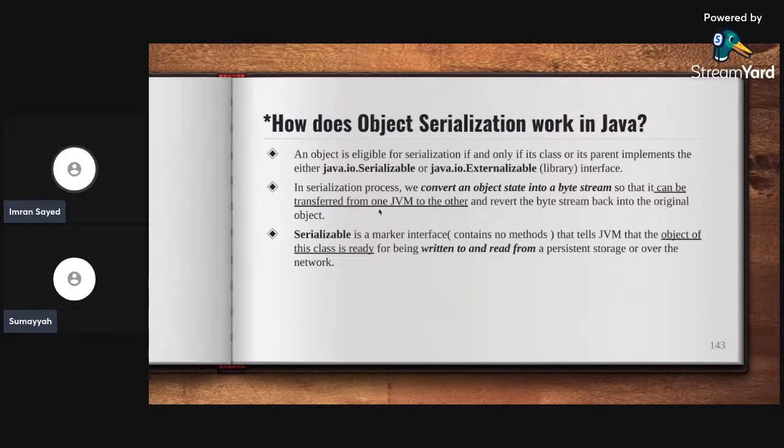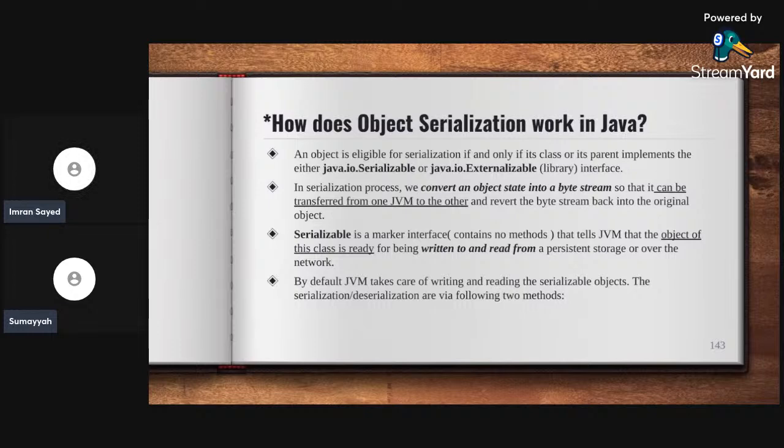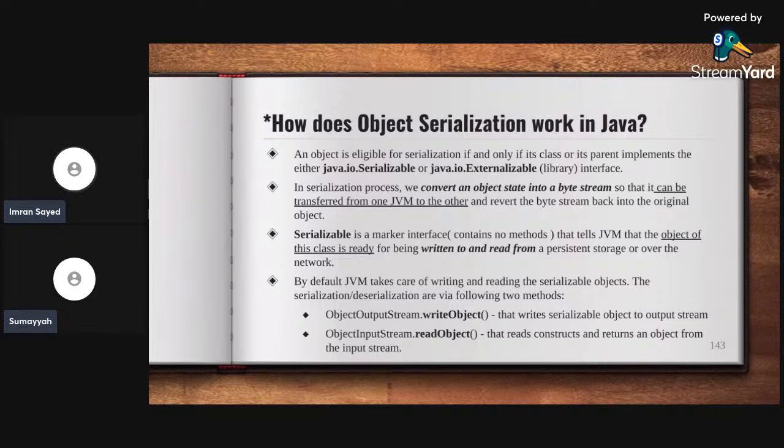So we're talking about Serializable, which is a marker interface. It tells the JVM that your object is ready to be read or written from a persistent storage like a file or over the network. By default, the JVM takes care of writing and reading this object. Serialization and deserialization are done via the following two methods: ObjectOutputStream.writeObject, which writes a serializable object to an output stream, and ObjectInputStream.readObject, which reads, constructs and returns the object from the input stream.